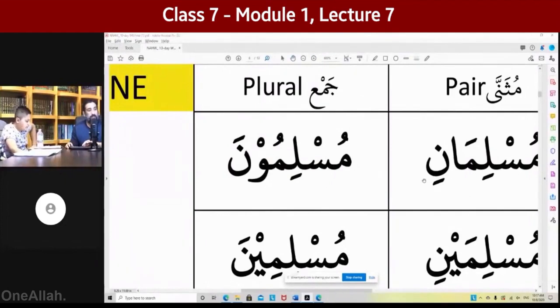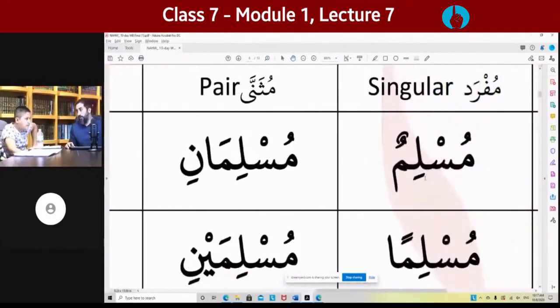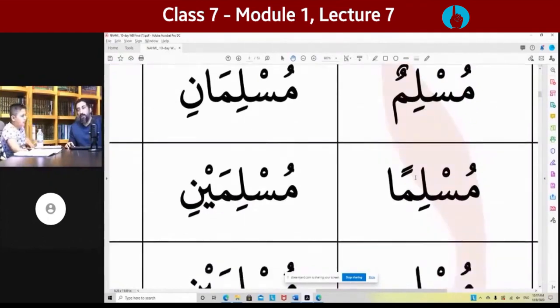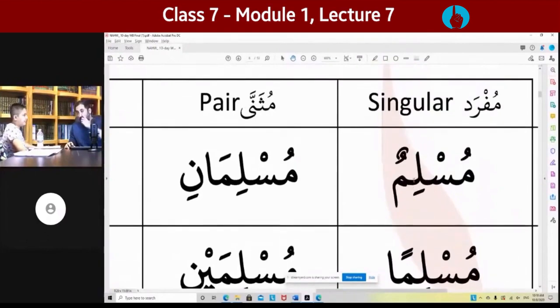On page 6, I'm going to put al on each word. Al-Muslimu, al-Muslima, and then al-Muslimi. So I took the tanween off. A student might say, see, I told you it's light. Hold on, student. Hold your horses. Hold your donkey. You ain't got a horse yet, you didn't get that far yet. You still got a donkey. So it's Muslimun becomes al-Muslimu. But it sounds light. Hold on.